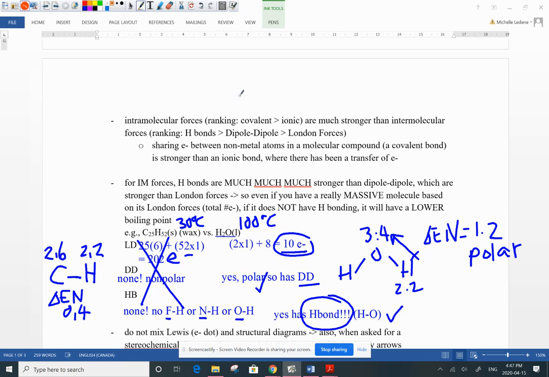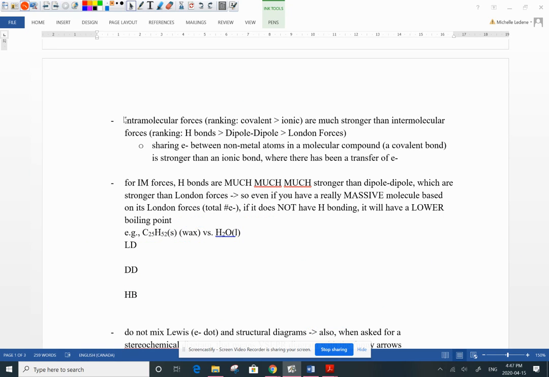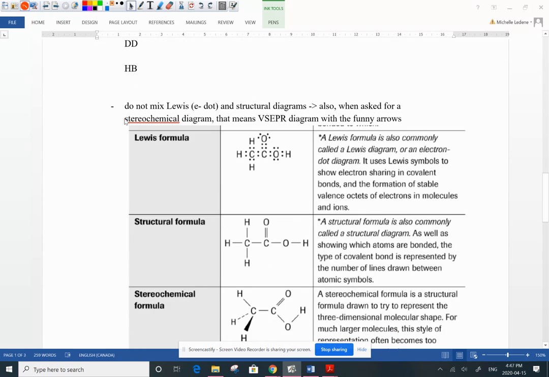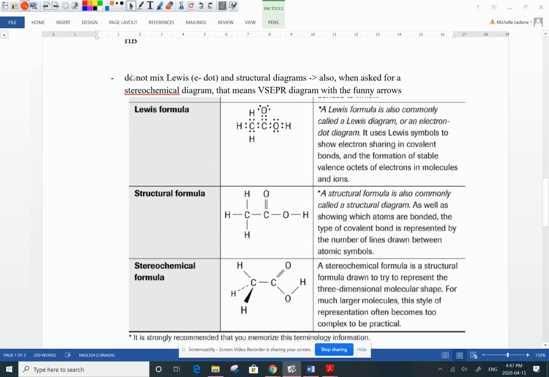Okay, another little caution for you: please do not mix up Lewis diagrams, structural diagrams, and stereochemical formulas or VSEPR diagrams. Remember, when you're doing Lewis formulas, you're using dots. And in structural formulas, you use lines to show the bonds. You do not add in the electrons. You do not mix the two of them together. And finally, if you're asked for a stereochemical formula, that's a VSEPR shape.